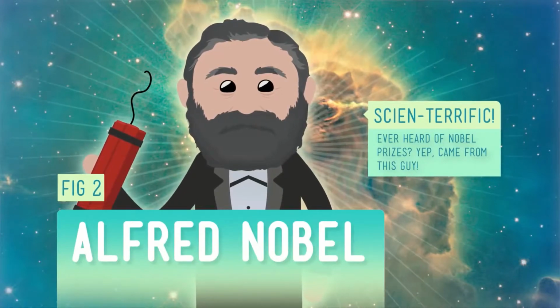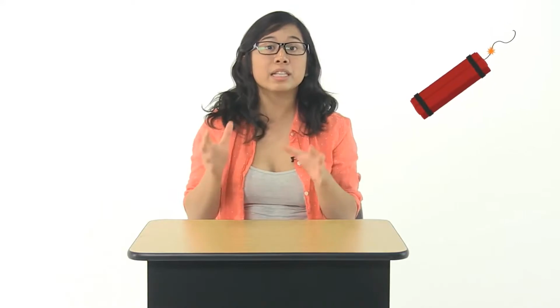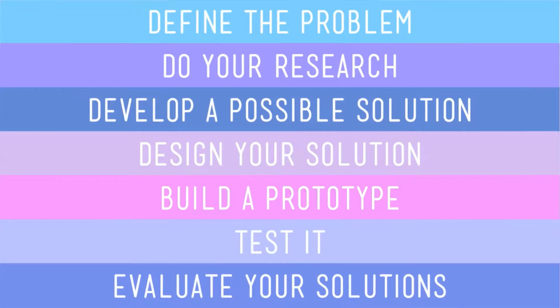A good example here is the man who helped us blow stuff up. The chemist and engineer Alfred Nobel invented the explosive known as dynamite, not because he particularly enjoyed explosions, but because miners and other people who, well, needed to blow stuff up to do their jobs needed an explosive that was safer to use. So before he started on that problem, Nobel did research to see what explosives already existed, which ones worked well and which ones didn't. This takes us to step 3.